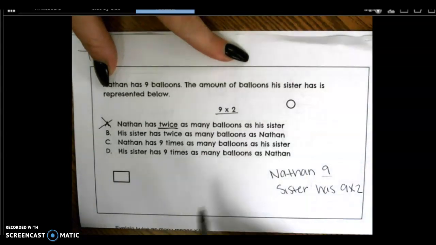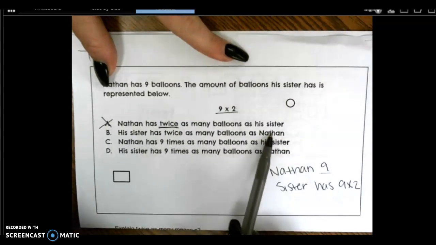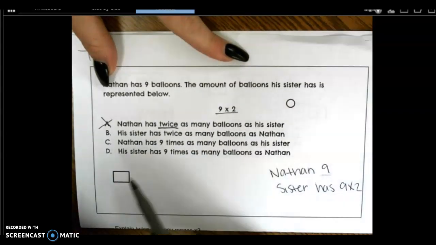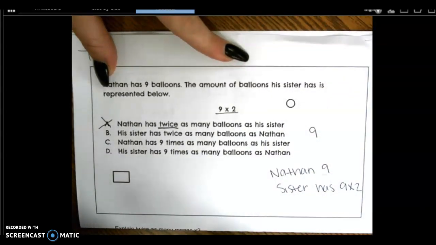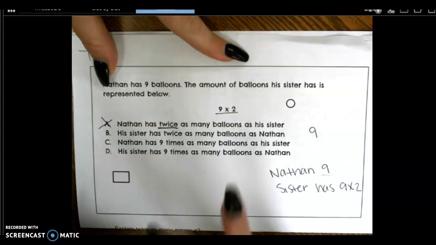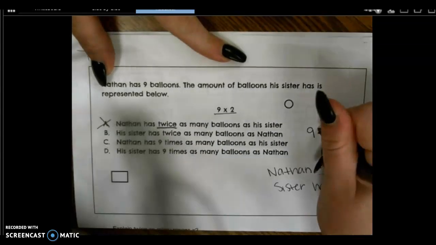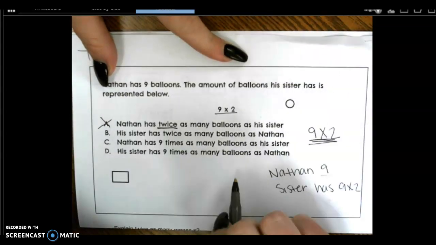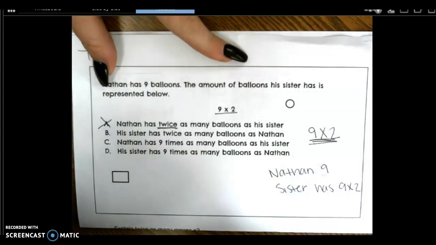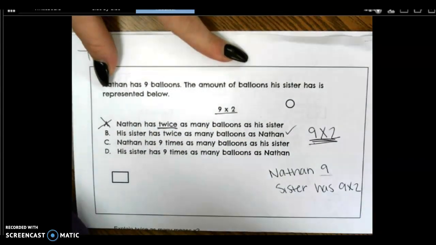It says his sister has twice as many balloons as Nathan. Well, we know Nathan has 9 balloons, and if his sister has twice as many, that means she has 2 times as many balloons as Nathan. So 2 times, 9 times 2. Does 9 times 2 match 9 times 2? Yes, so B works. Let's see if C works, though, because we're responsible mathematicians.